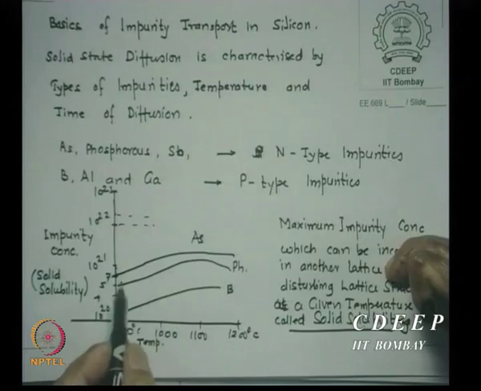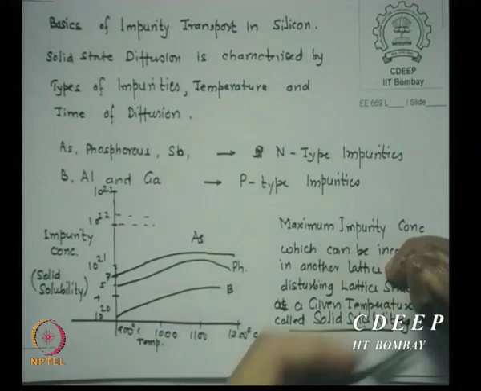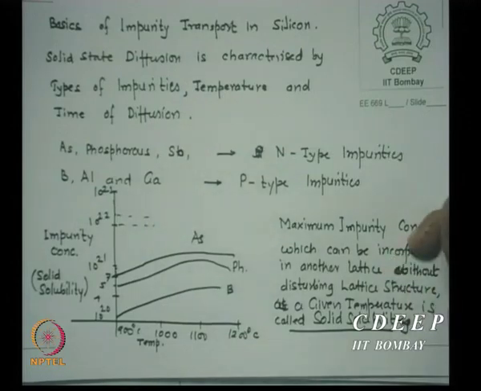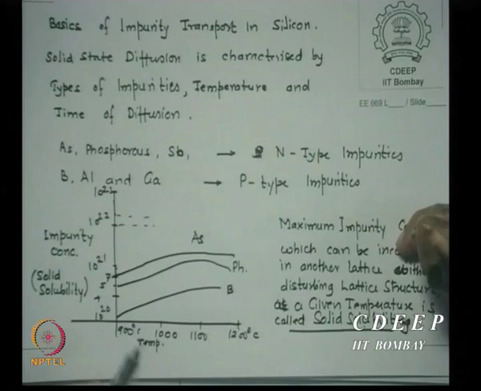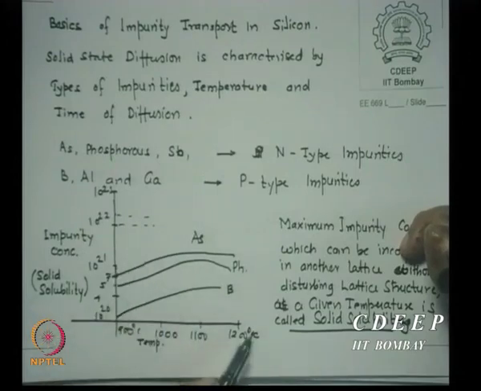Also in the graph shown here, arsenic and phosphorus dip at higher temperature, which we'll explain. This is anomalous. At higher temperature, phosphorus comes out, so it actually reduces the concentration. Boron, of course, at 1200 doesn't do much. Now one can see the numbers from here: roughly 4 into 10 to power 20 for boron, but arsenic can go up to 4 into 10 to power 21. What does that mean? Arsenic is much easier to get in compared to boron.